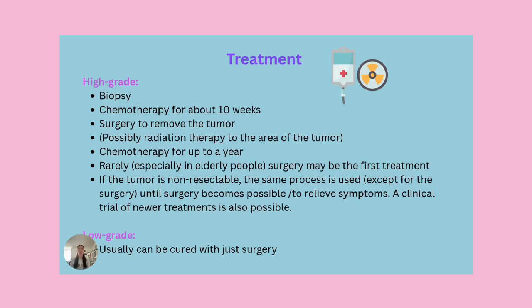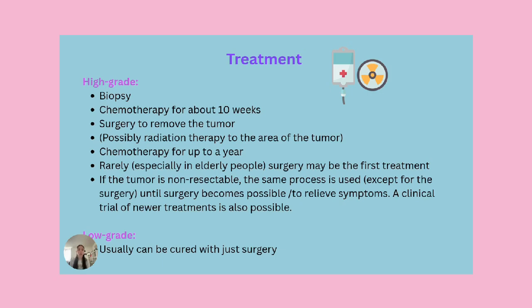Next up, we got the treatment. So the treatment depends a little bit on the grade of osteosarcoma, but it usually goes like this for high grade. So first you do a biopsy to determine what type of tumor it is, and plan how you're going to treat it. And then you usually start with chemotherapy for about 10 weeks, and then do surgery to remove the tumor.